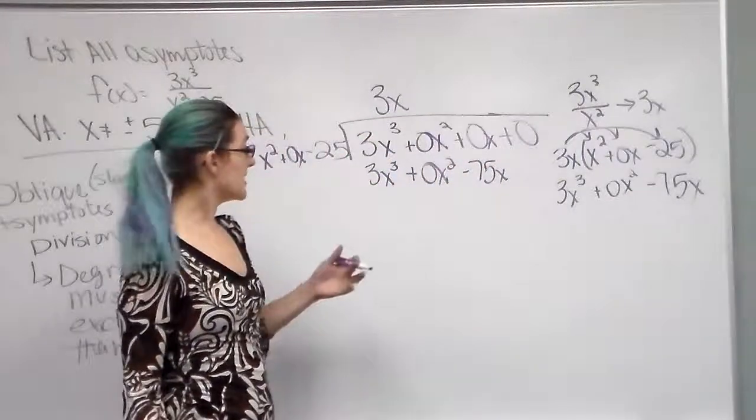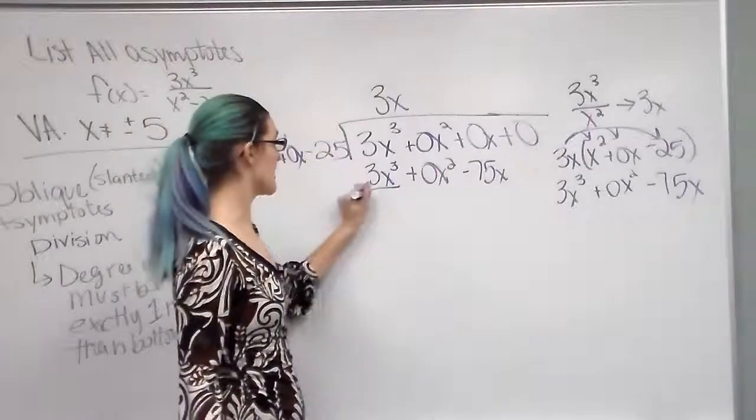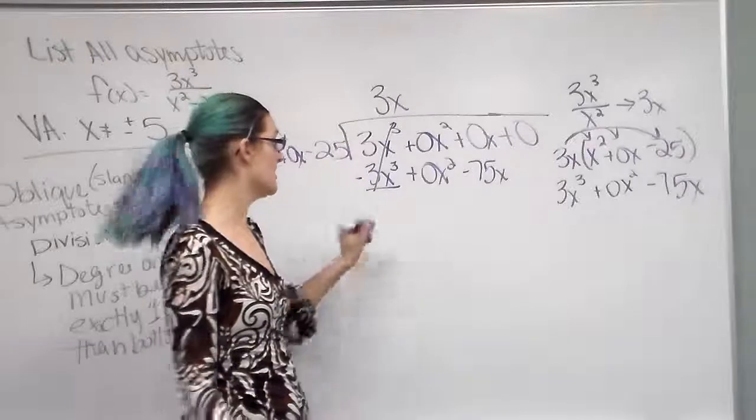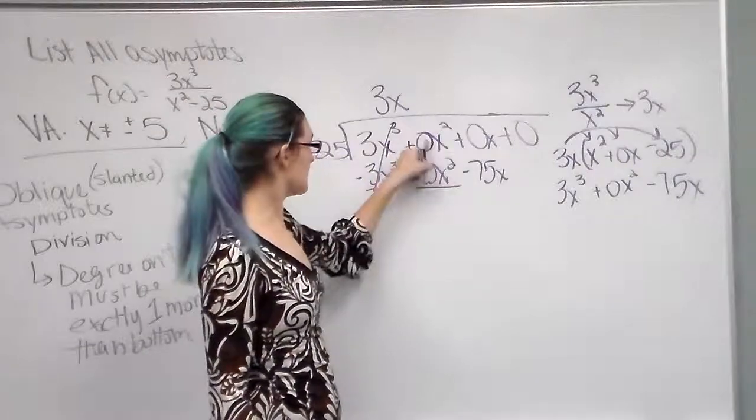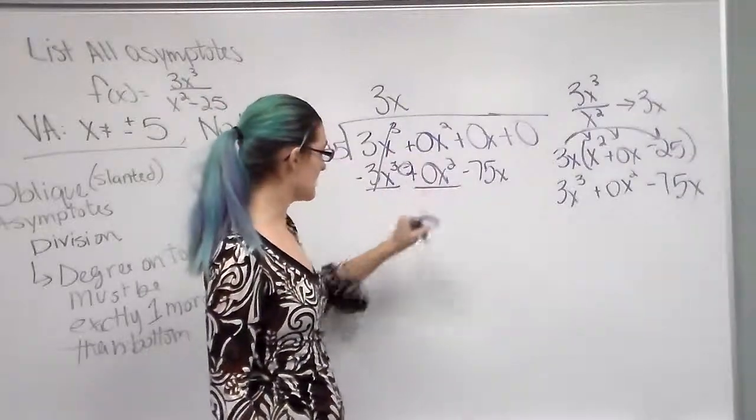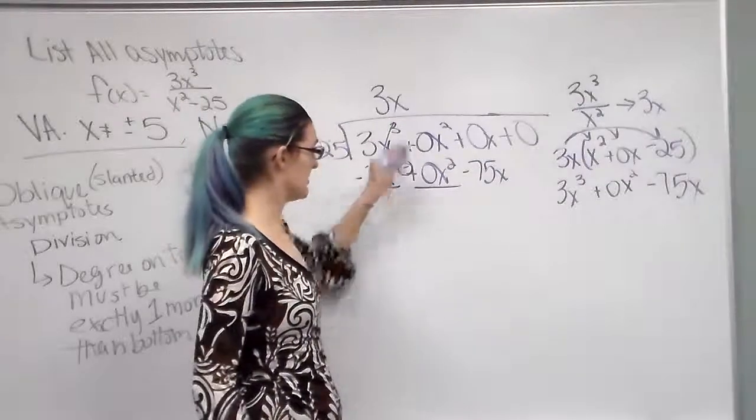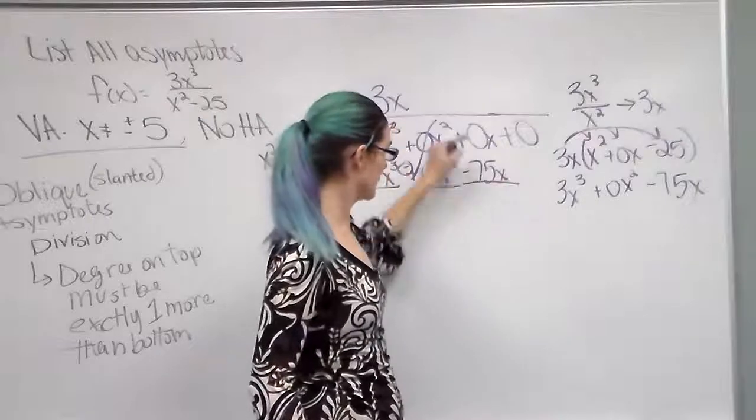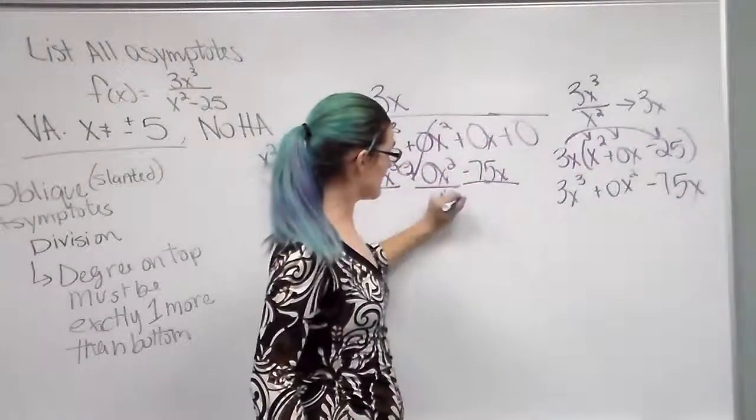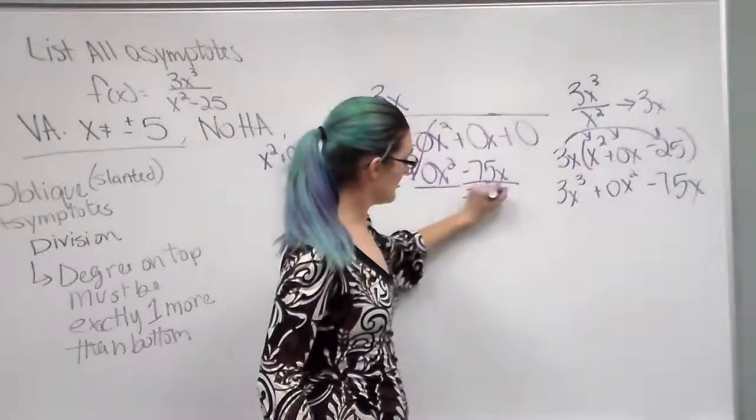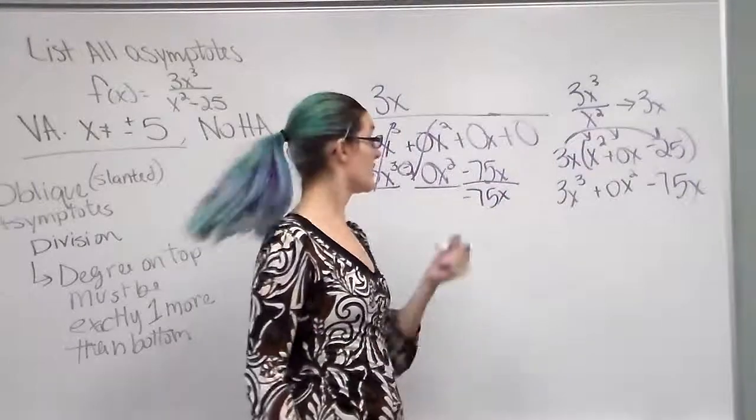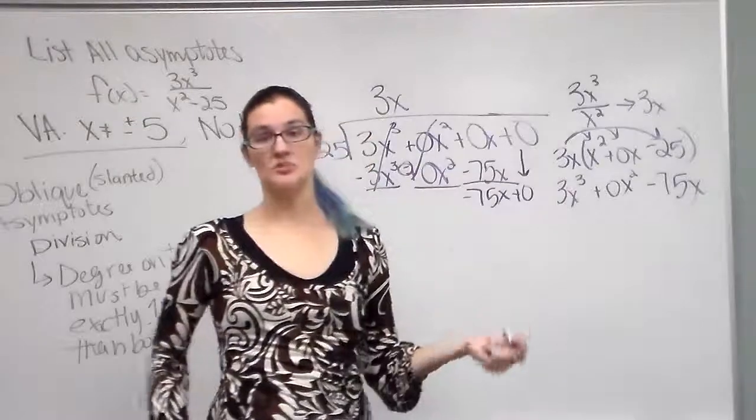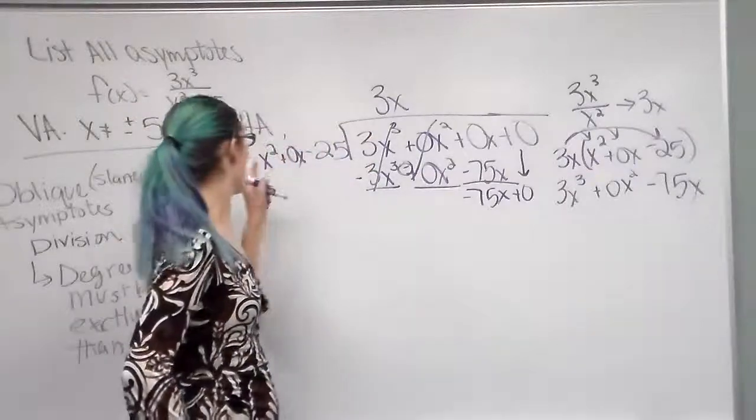Okay. Next step is to subtract each column. So I'm going to subtract the first one. 3x cubed minus 3x cubed goes away as it should. Subtract the next one. 0x squared minus positive 0x squared. 0 minus 0 is 0. And subtract the last one. 0x minus 75x is a negative 75x. Bring down so that you can repeat. If you bring down, you must repeat.